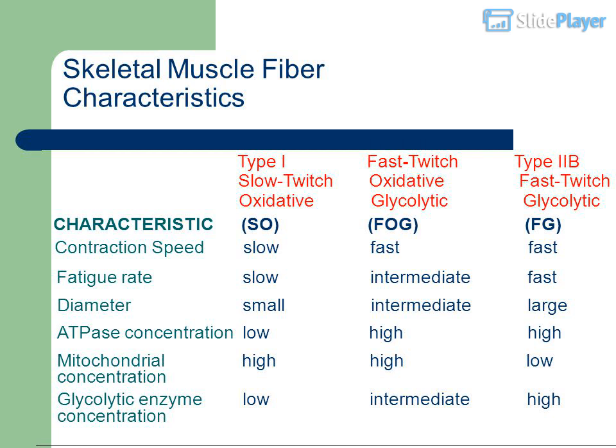Skeletal muscle fiber characteristics. Type I slow twitch oxidative, type IIA fast twitch oxidative glycolytic, FOG, and type IIB fast twitch glycolytic. Contraction speed: slow, fast. Fatigue rate: slow, intermediate, fast. Diameter: small, large. ATPase concentration: low, high. Mitochondrial concentration. Glycolytic enzyme concentration.